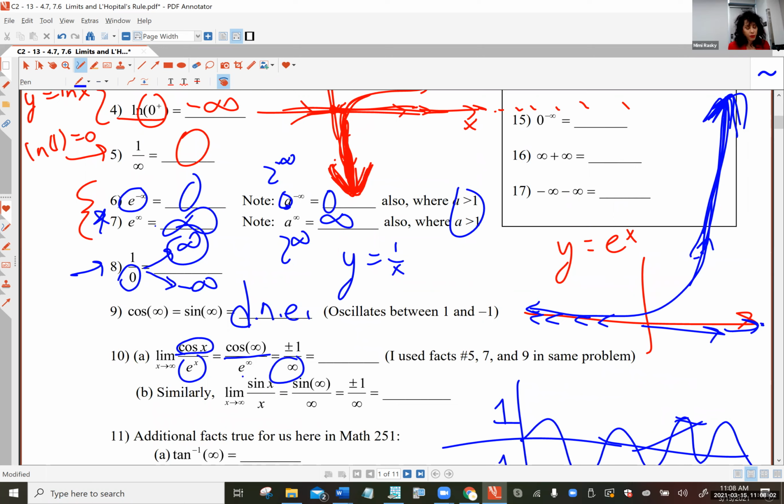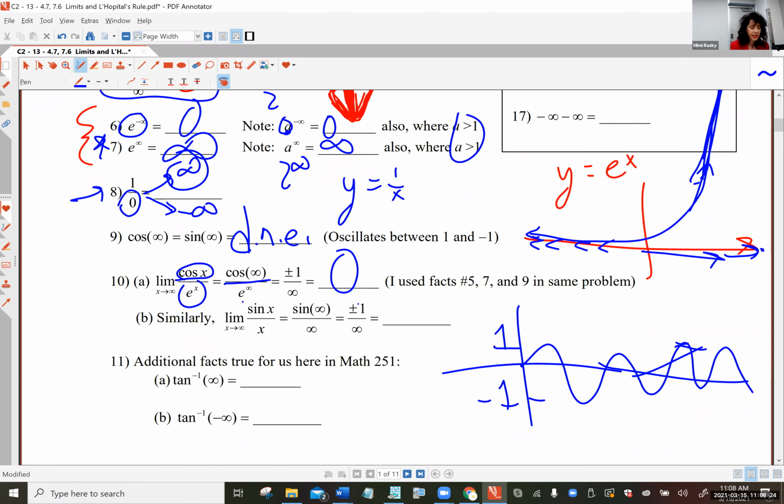So what of it? Well, when you are looking at plus or minus 1 over infinity, look at fact number 5. What does fact number 5 say that limit is going to be? 0. So if you have cosine or sine in your numerator and the denominator is blowing up, there will be a limit. It won't be DNE.